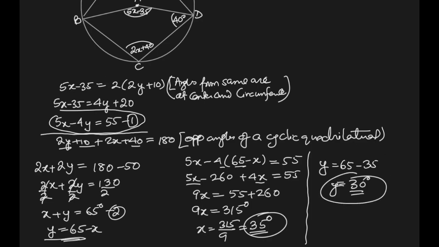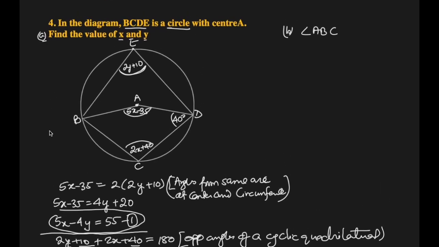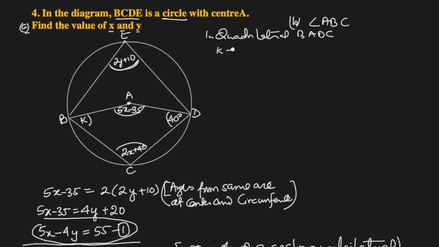Now the B part was talking about angle ABC. Let's go to that part again. In quadrilateral BADC, the sum of the internal angles will be what? 360 degrees. So let's call this K. So K plus 5x minus 35 plus 40 plus 2x plus 40 will be 360 degrees. Right? So K is the only one unknown here. Rest everything is known to us.